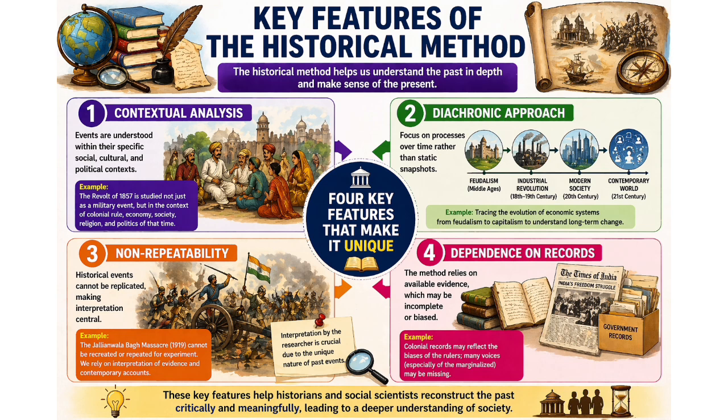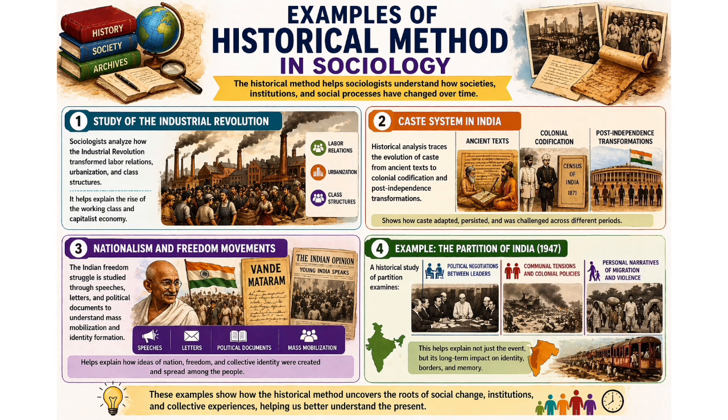Non-repeatability. Historical events cannot be replicated, making interpretation central. Dependence on records. The method relies on available evidence, which may be incomplete or biased. Examples of historical method in sociology. Study of the Industrial Revolution. Sociologists analyze how the Industrial Revolution transformed labor relations, urbanization, and class structures. It helps explain the rise of the working class and capitalist economy.